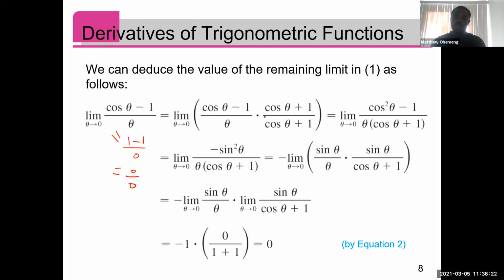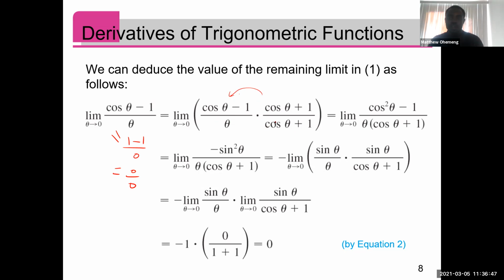Now for trig functions, when you have the type 0 over 0, you can do something like multiplying by the conjugate. In this case, you multiply the top by cosine of theta plus 1 and divide by cosine of theta plus 1. I've not done anything to the original expression because I can just cancel out the cosine of theta plus 1 and cosine of theta plus 1, and I return back to cosine of theta minus 1 over theta. So nothing has changed, right?